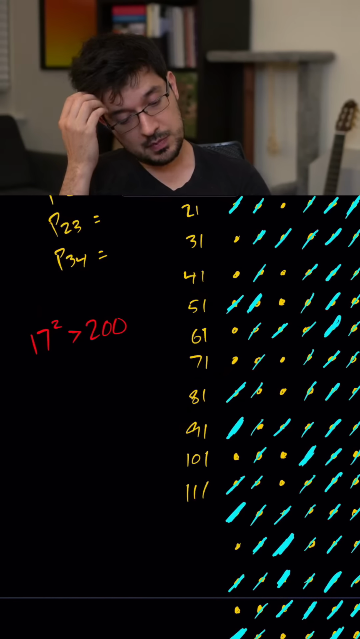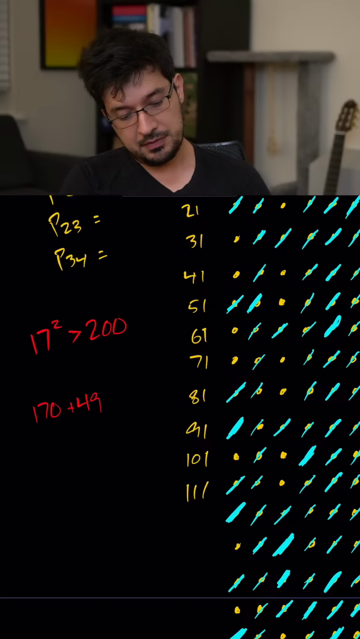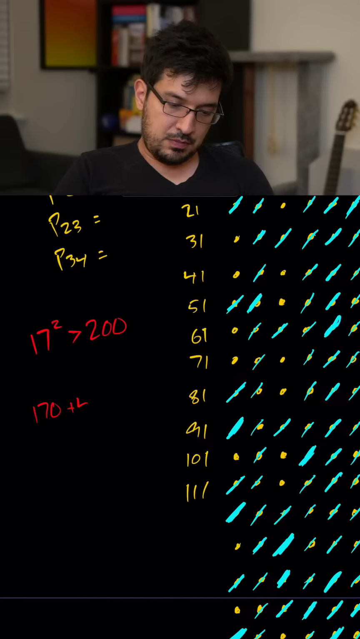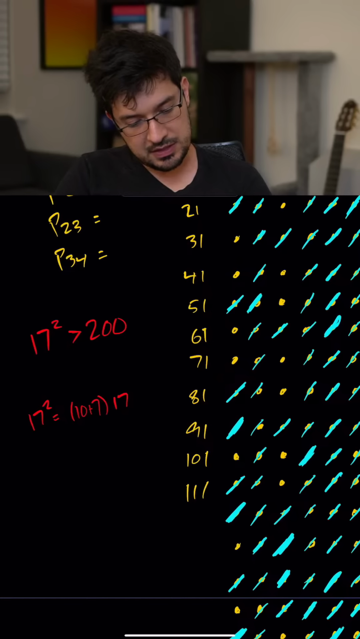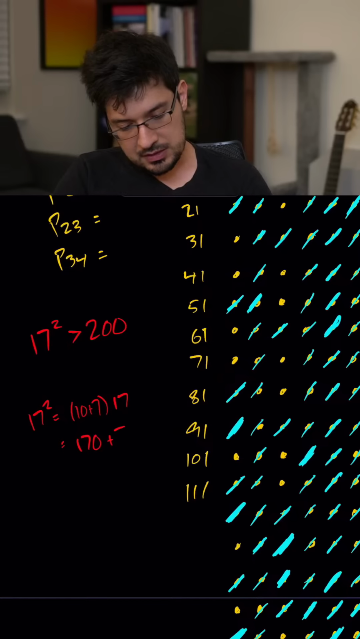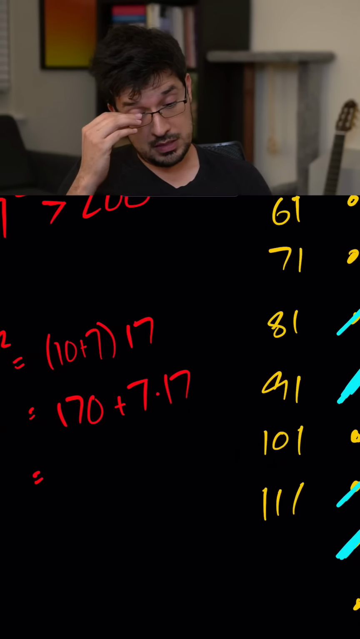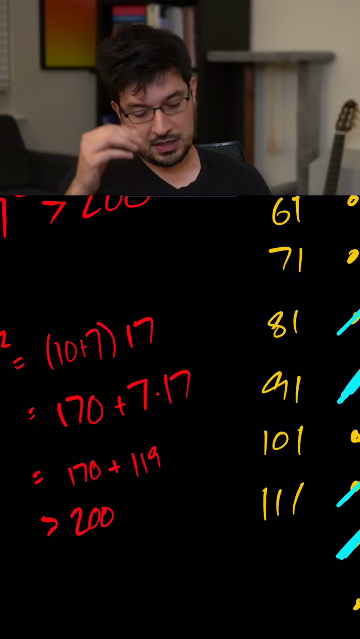What is 17 squared? 17 squared is 170 plus 49, right? Oh wait, no, 170 plus 17 times 7. Oh my gosh, what is 17 squared? It's 10 plus 7 times 17. Yeah, I said that correctly. I just know for sure that this is greater than 200, and that's what matters. 170 plus 7 times 17. 7 times 17 is 70 plus 49. 119 plus 170. And that's greater than 200, whatever that number is.